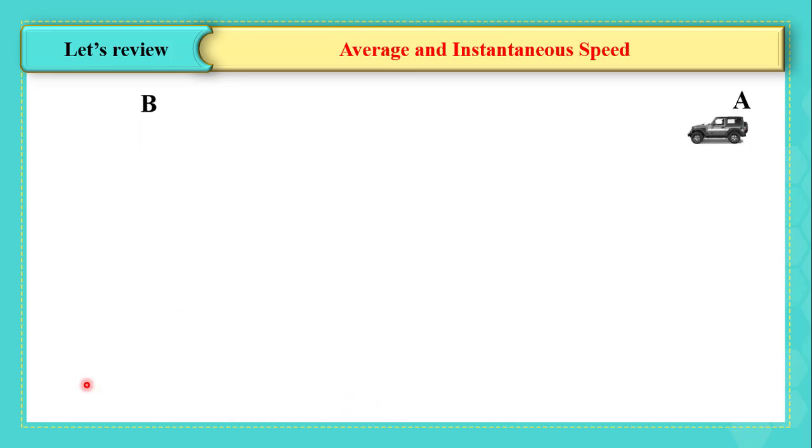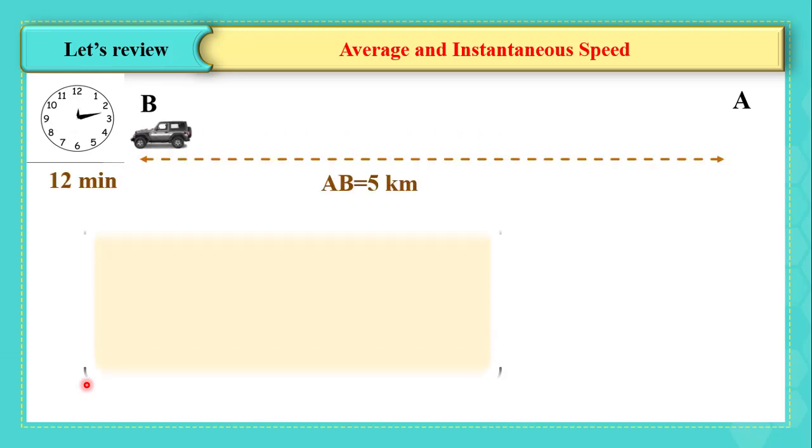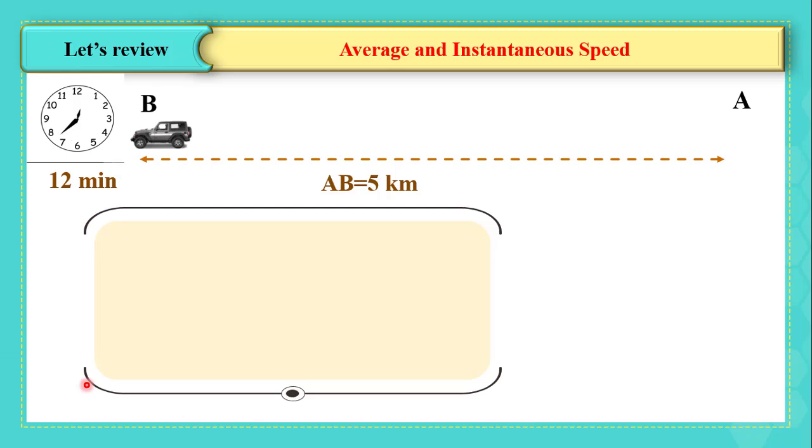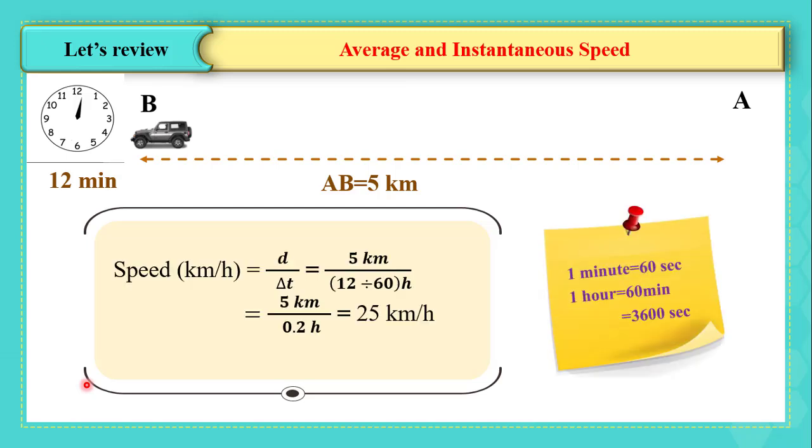Consider the following example. The Jeep covers the distance AB in 12 minutes. To calculate its speed in kilometer per hour while covering the distance AB, we start by converting the unit of time from minute into hour by dividing it by 60. Applying the formula of the speed, V equals D divided by delta T, which is equal to 5 km divided by 0.2 hour, which gives us 25 km per hour. Note that each minute is equal to 60 seconds, and each hour is equal to 60 minutes, which is equal at the same time to 3,600 seconds.